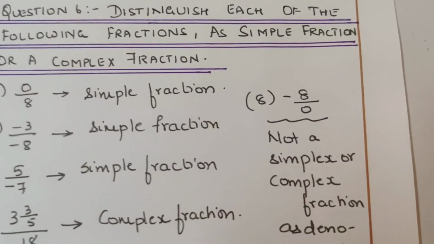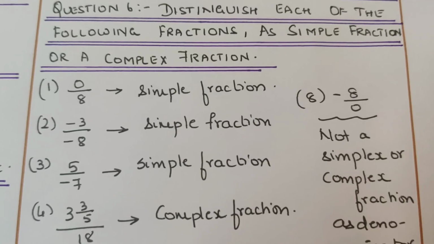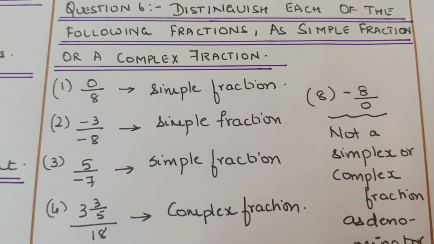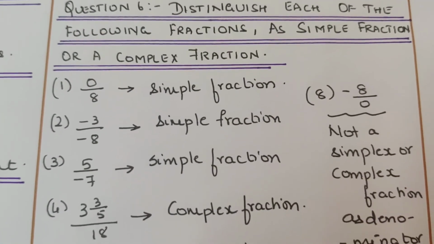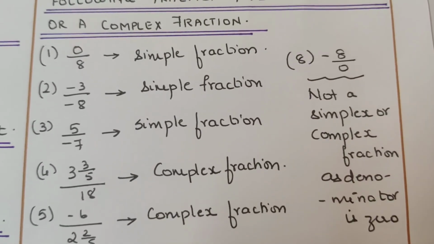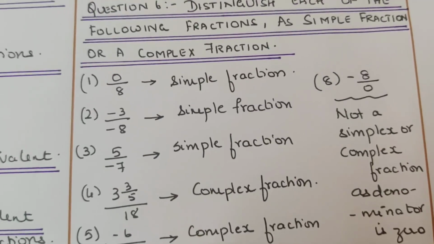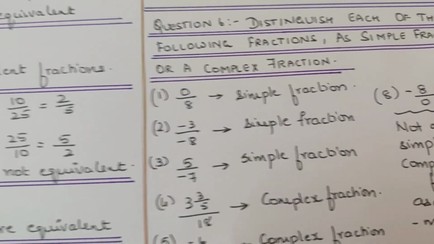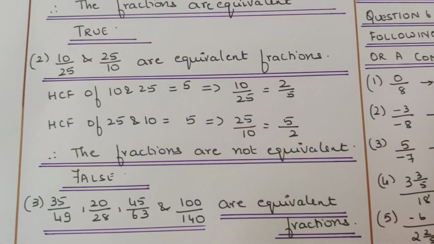Now the last one, minus 8 by 0. Any number divided by 0 is actually undefined. Therefore, it is not a simple or a complex fraction as the denominator is 0. This is about the 6th question, and that's all in exercise 3A for fractions.